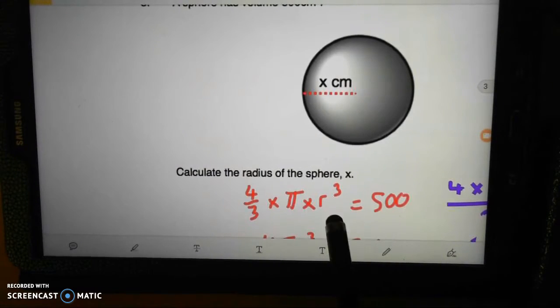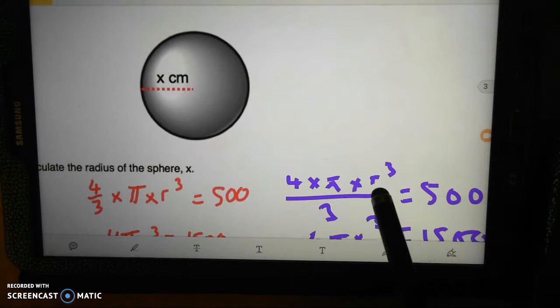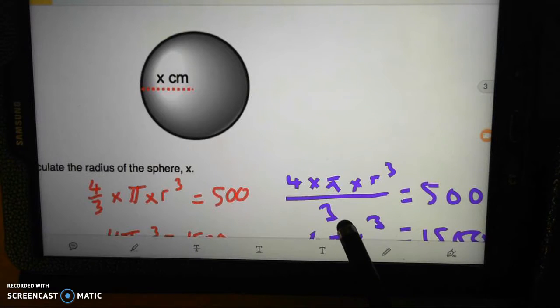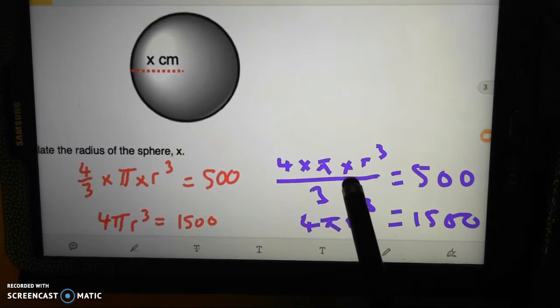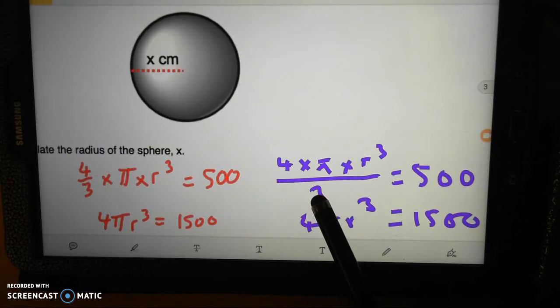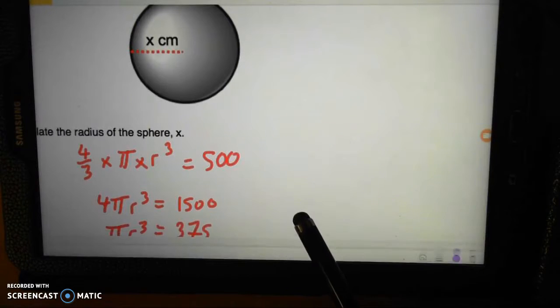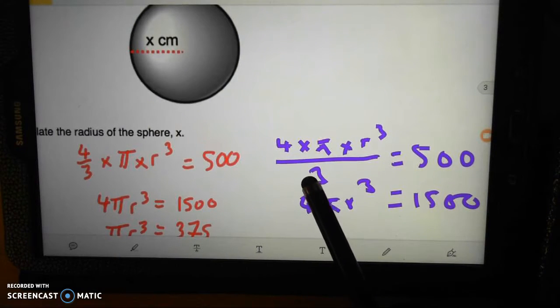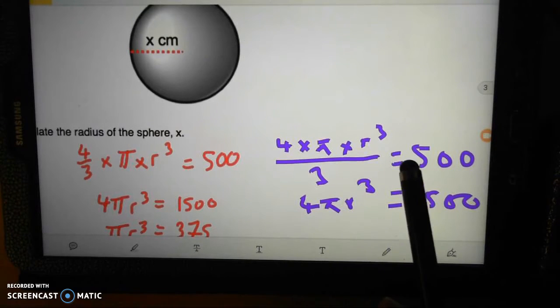Now this line here could be written like this. It's exactly the same thing. 4 times pi times r cubed divided by 3 is equal to 500. Now we want the r cubed by itself. So to get that, we have to get rid of this divide 3. The way to get rid of this divide 3 is to multiply the right hand side by 3 and the left hand side of the equal sign by 3.